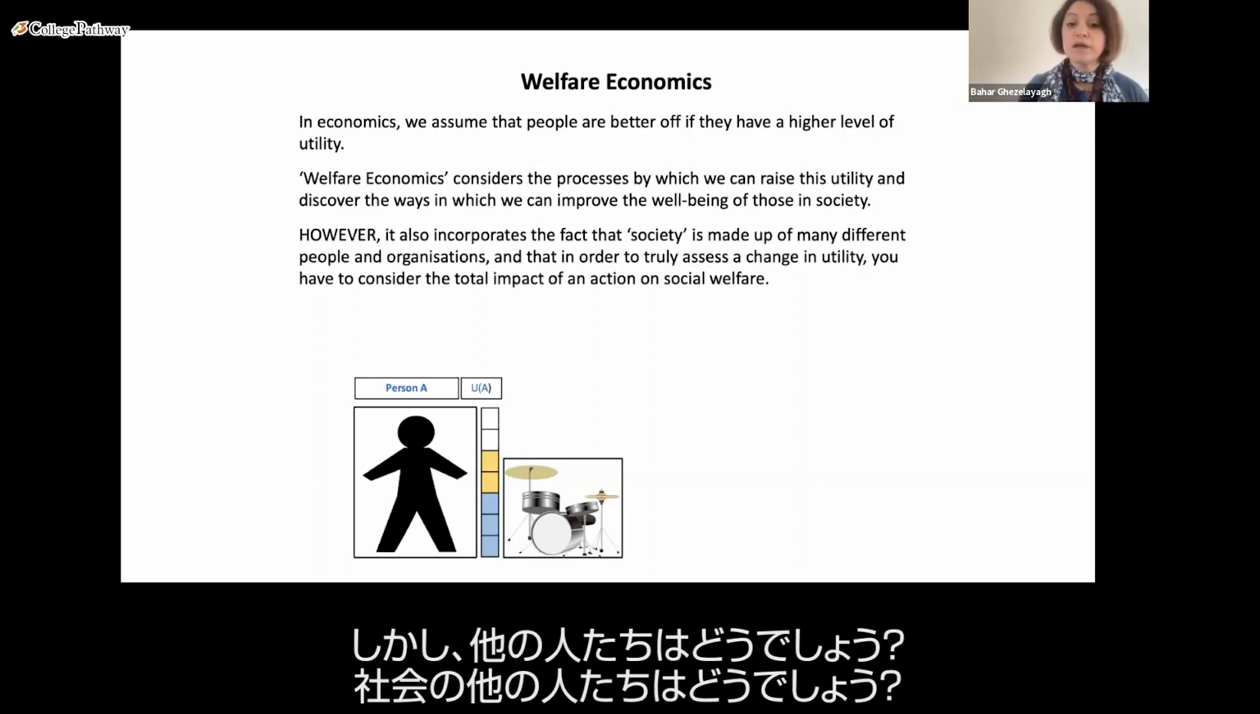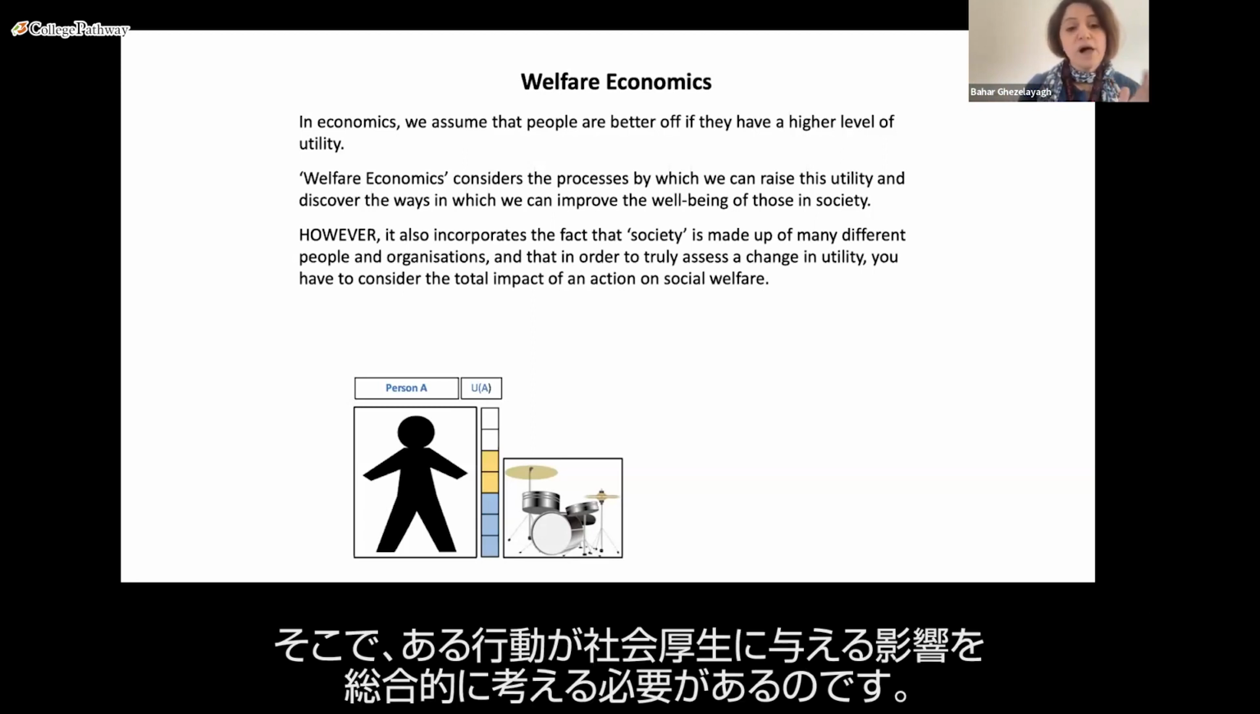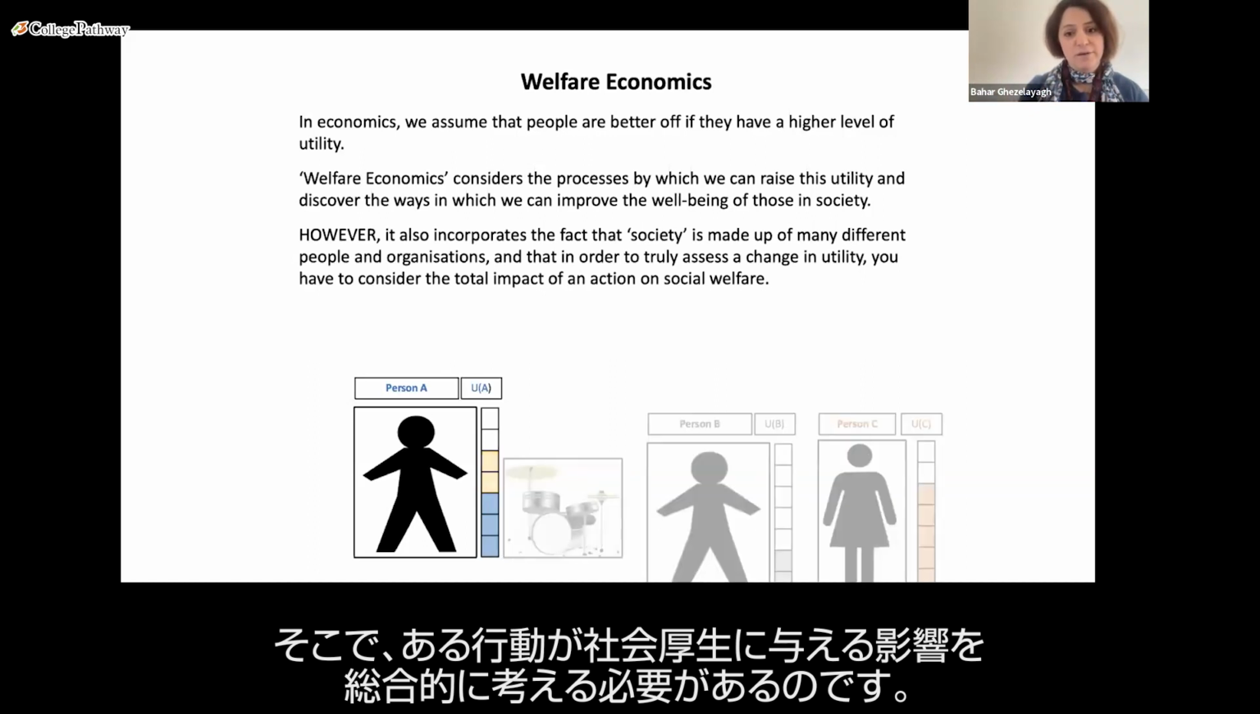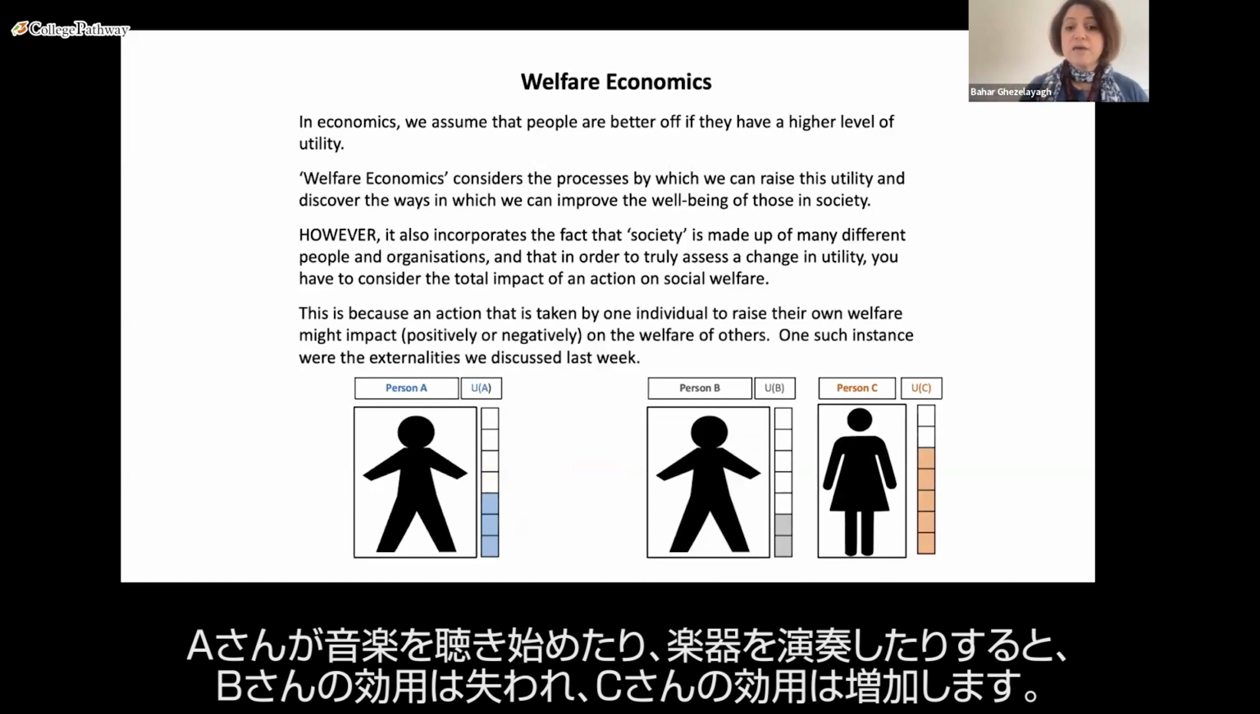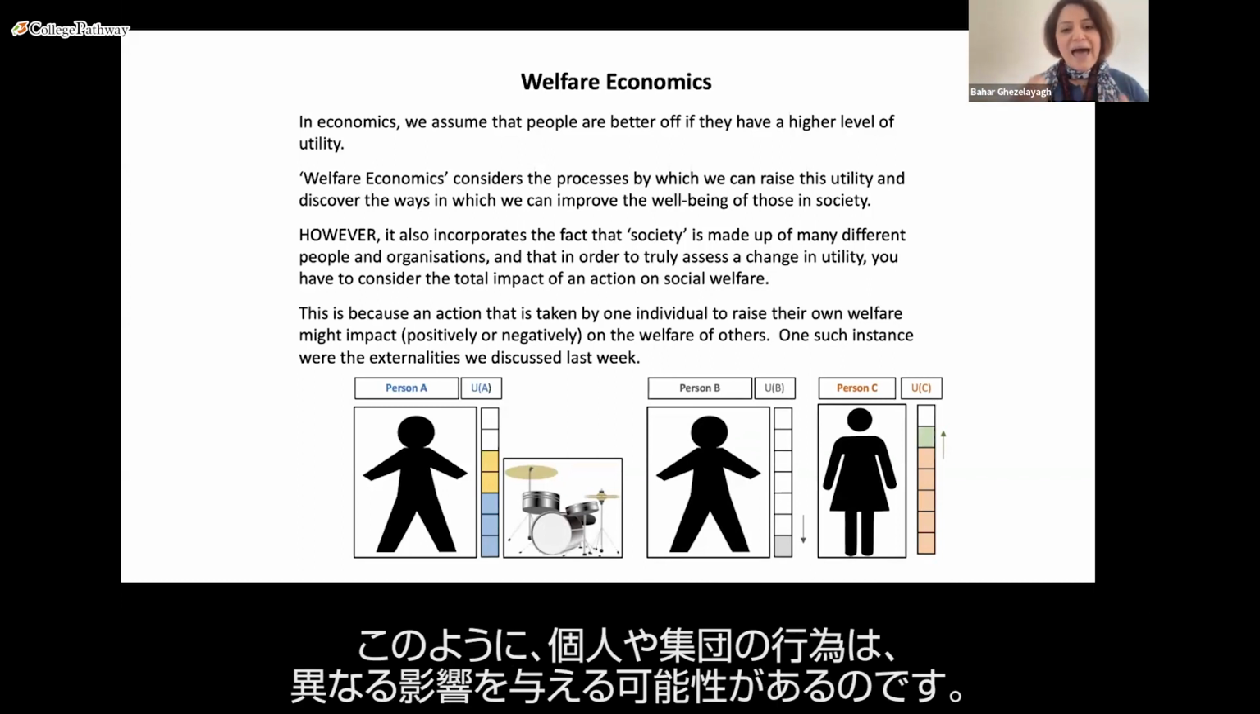But what about everyone else? What about other people in the society? So we also need to consider the total impact of an action on social welfare. Person A, we also have person B, and we have person C. When person A starts listening to music or playing the instrument, person B loses utility while person C has an increase in utility. So an act of an individual or of a group could have different impacts.